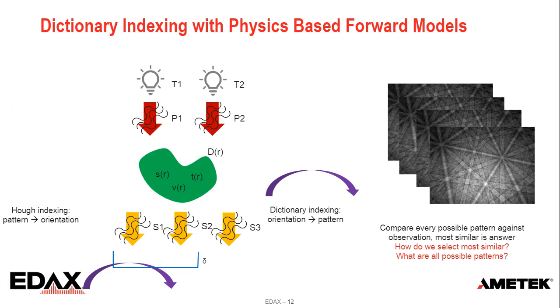So now that we have these patterns, how do you actually use them to index a scan? For normal Hough indexing, you have a pattern from the detector, and you are using it to try to back out the orientation. The forward model lets us go the other direction. To determine the orientation, we just compare against all possible patterns and pick the best match. So then the question is, how do we pick the best match, and what is the set of all possible patterns?